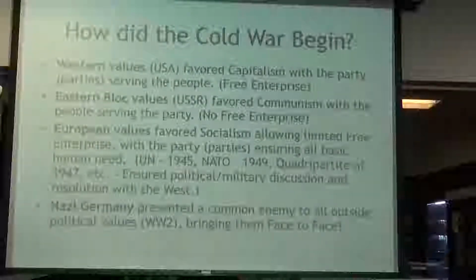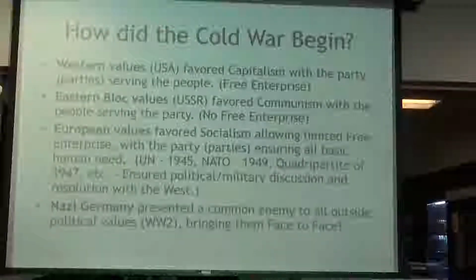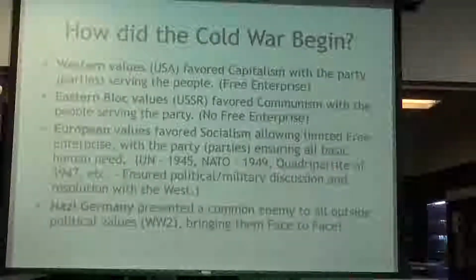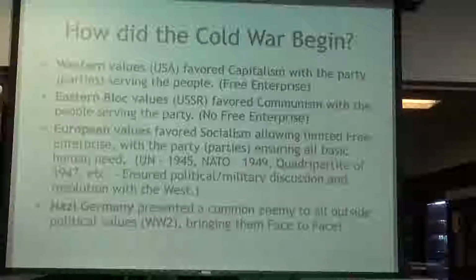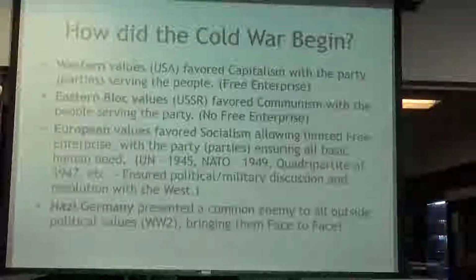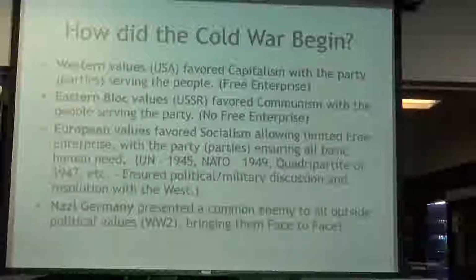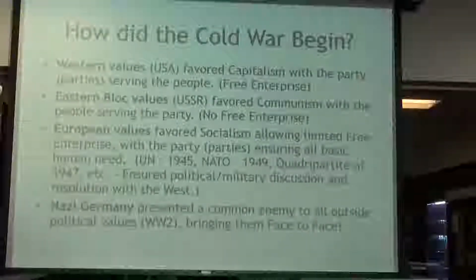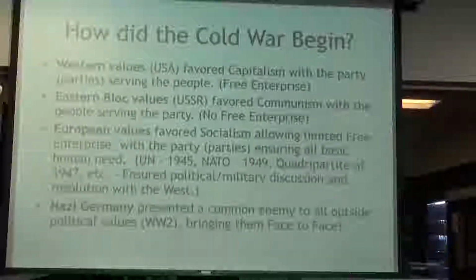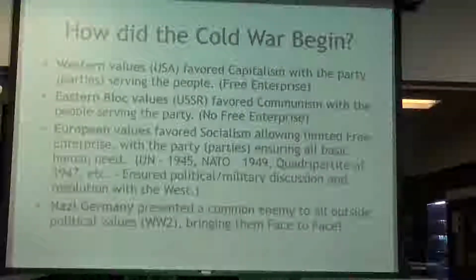The United Nations, 1945, North Atlantic Treaty Organization, 1949, something called the Quadripartite, which was mainly for military reasons, 1947. That brought Australia, Canada, Great Britain, the United States all together under that. So we got along very well with the European socialist nations. This made Russia pretty upset because the Eastern Bloc values don't conform with that.